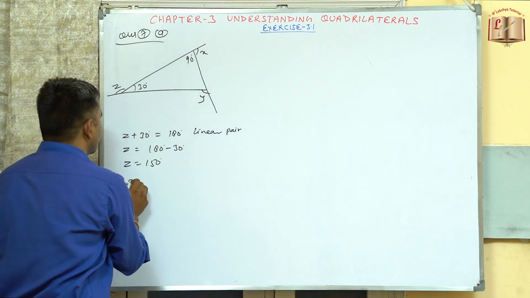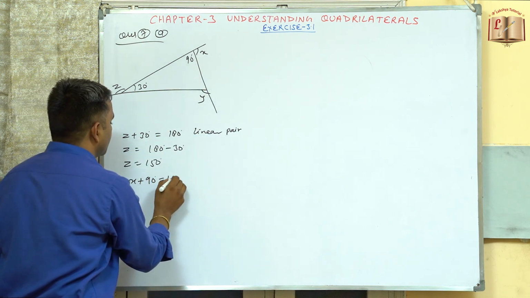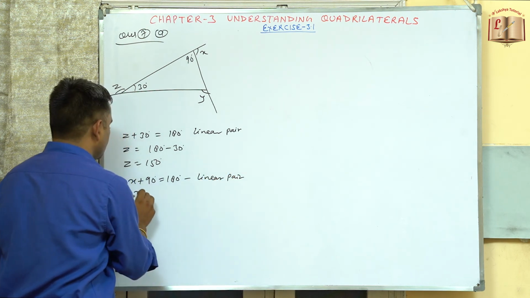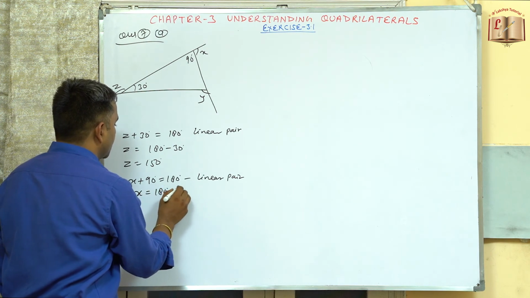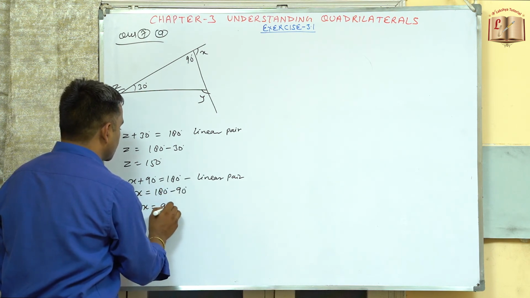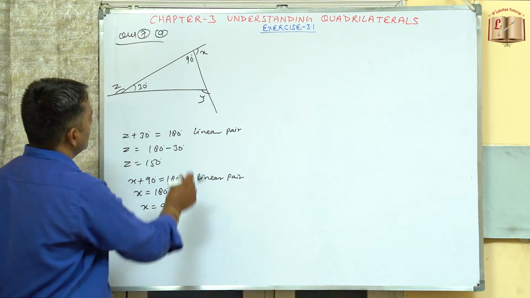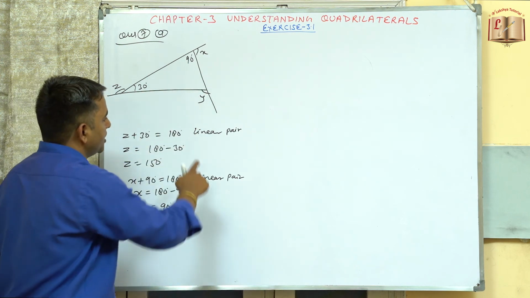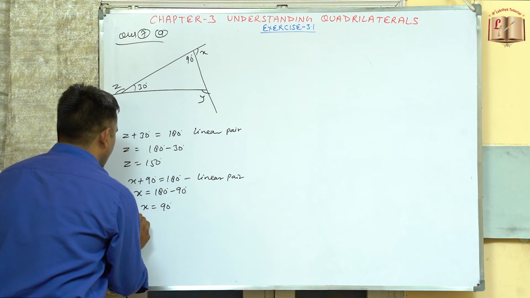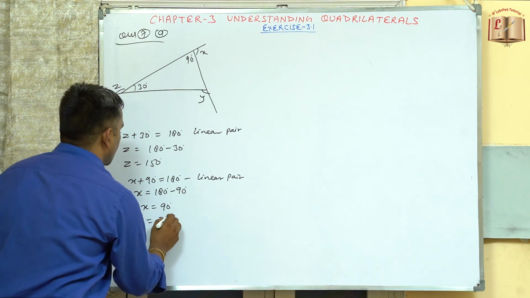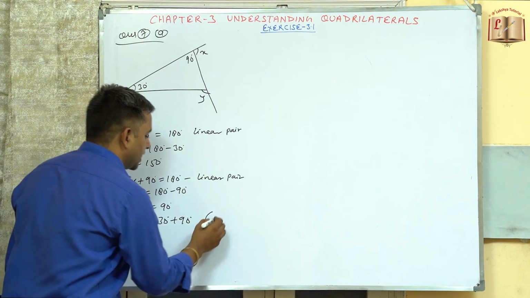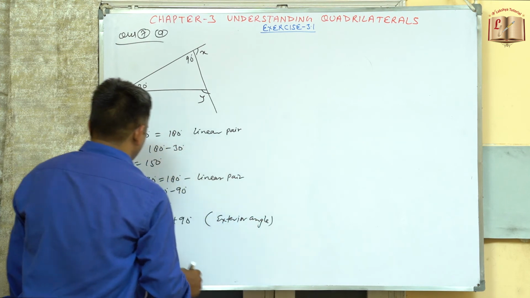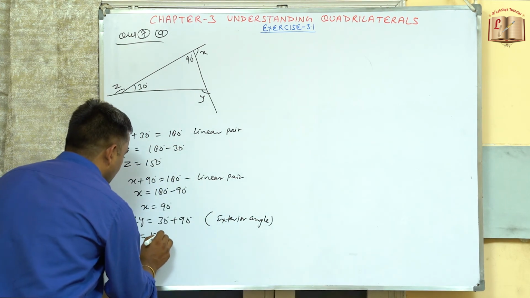Similarly, we will find for x. So x plus 90 will be equal to 180, linear pair. So angle x will be equal to 180 minus 90. So we got x equals 90 degrees. Now see that in this triangle y is an exterior angle. So we can find angle y is equal to 30 plus 90 because this is an exterior angle. So we got angle y equals 120 degrees.